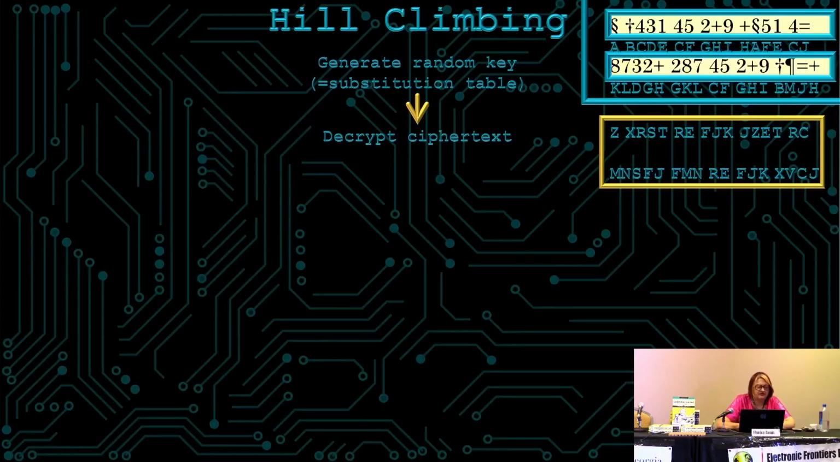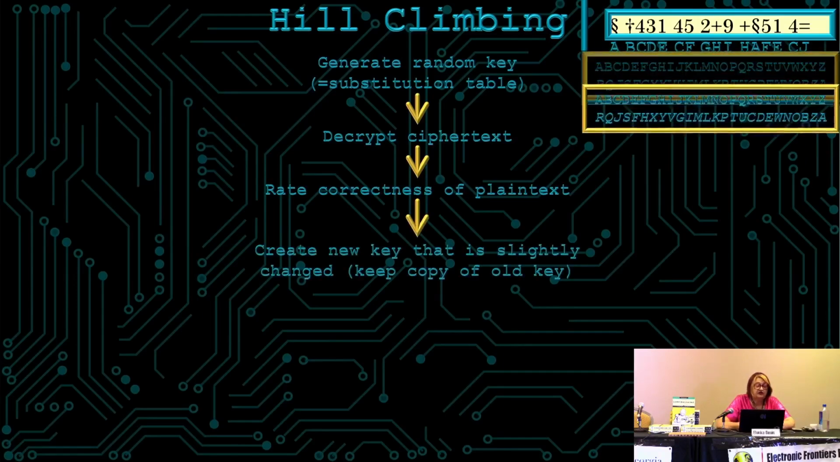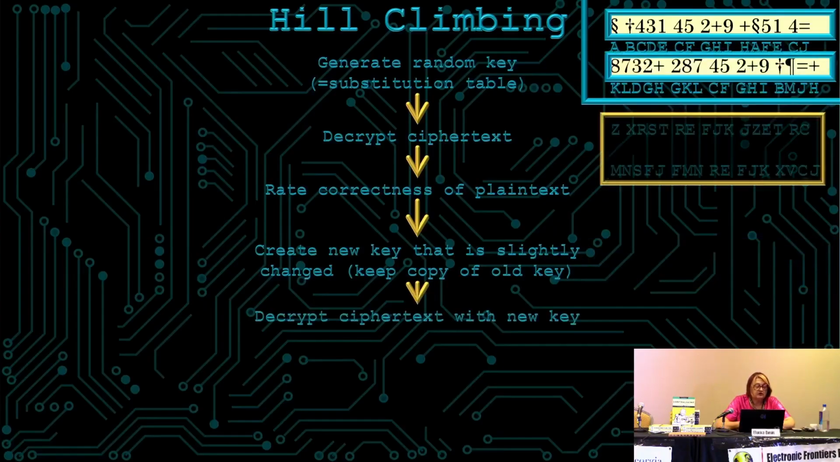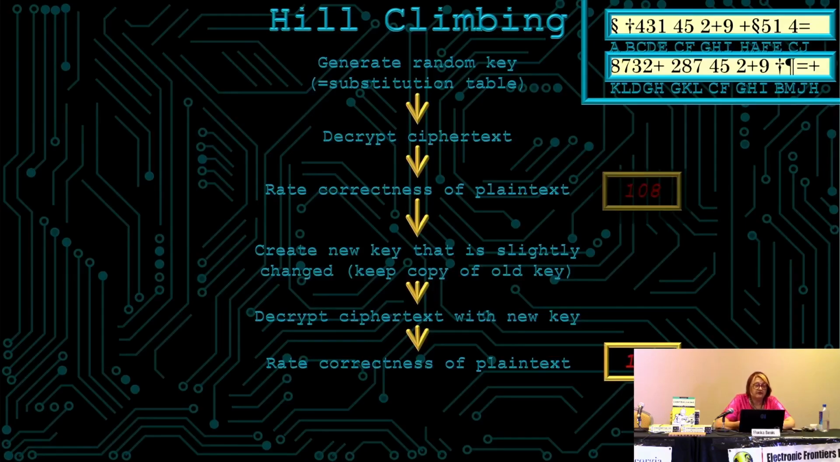But here's what hill climbing does with it. We then rate the correctness of that plain text. I'll talk in a minute about how we rate it, but we give it a numeric rating. In this case, the rating is 108. And then we make a new key. It's slightly changed from the other key, and we're still keeping the old key in our pocket, but now we have the new key, and we decrypt our cipher with that, and again come up with a rating. In this case, the rating, which I'll cover in a minute, is 115.